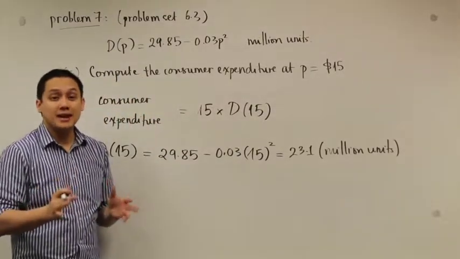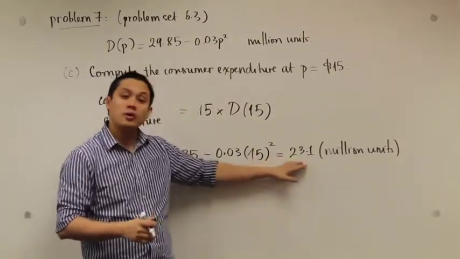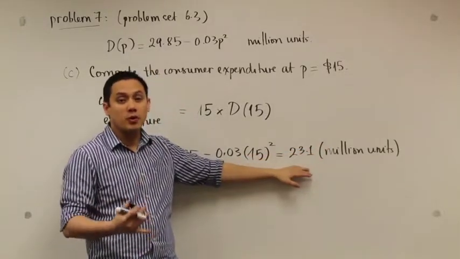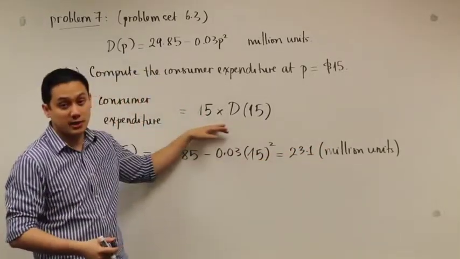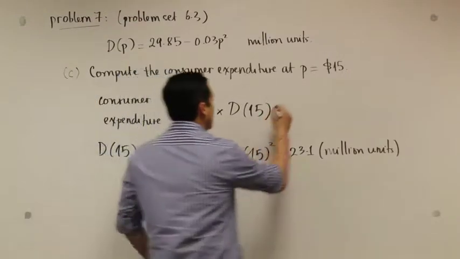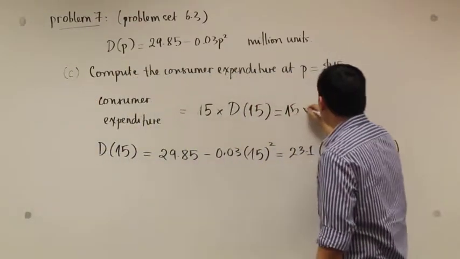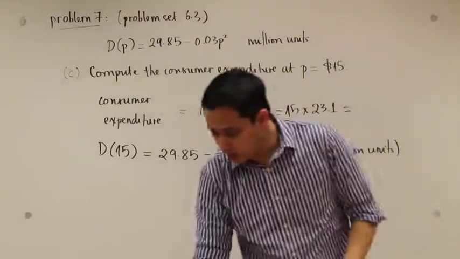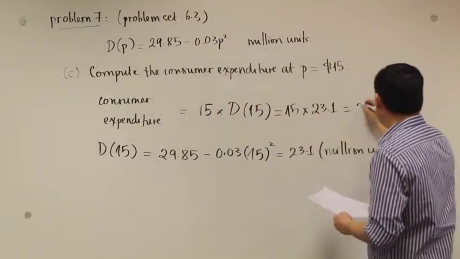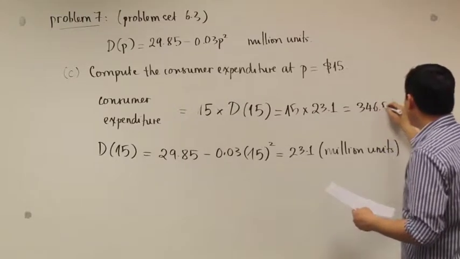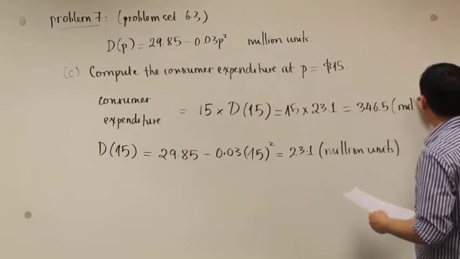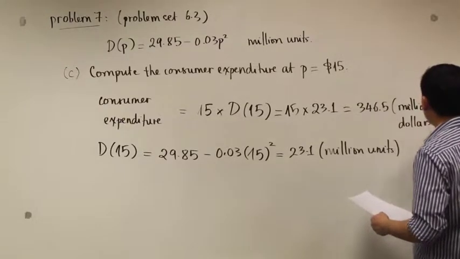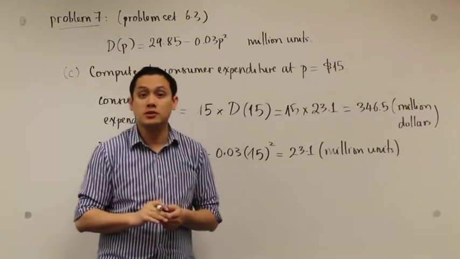So D of 15 is equal to 29.85 minus 0.03 times 15 squared. So the quantity demanded is equal to 23.1 million units. We're going to substitute 23.1 into the consumer expenditure formula right here. So that is 15 multiplied with 23.1. And using the calculator, I got $346.5 million. That is part C. Now let's move on to part D.